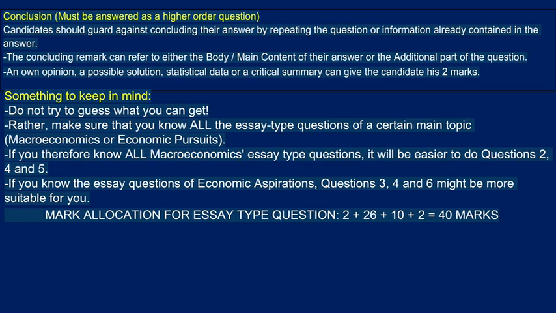Something to keep in mind, do not try to guess what you can get. Rather make sure that you know all the essay type questions of a certain main topic, macroeconomics or economic pursuits. If you know all macroeconomics essay type questions, it will be easier to do questions 2, 4, and 5. If you know the essay questions of economic pursuits, questions 3, 4, and 6 might be more suitable for you. Mark allocation for essay type questions is 2 plus 26 plus 10 plus 2, which will give you your 40 marks. So what we're saying is you do not have to know all the essays. You can look at only studying macroeconomic essays or only economic pursuits essays.